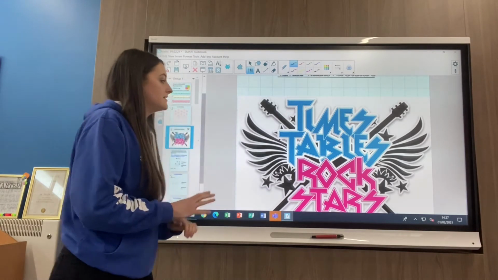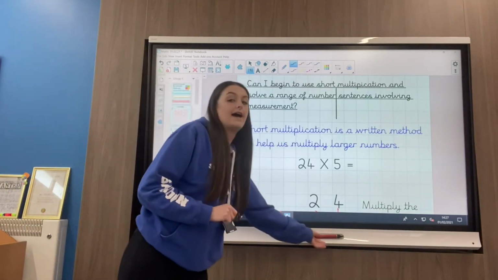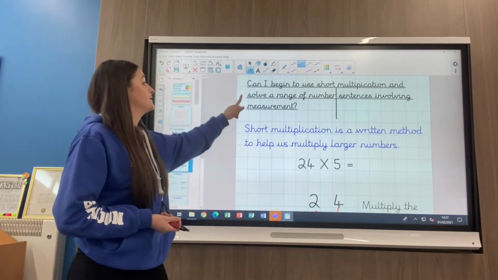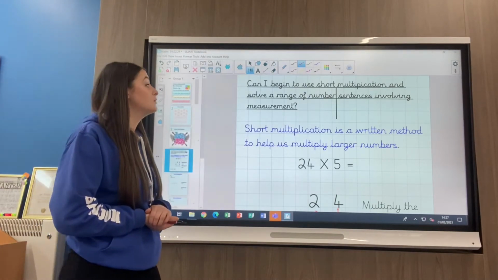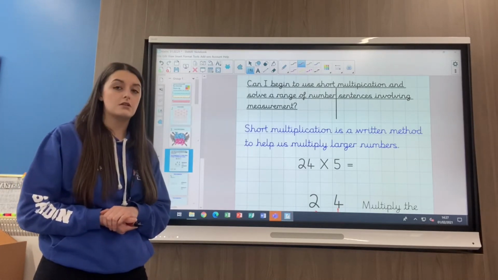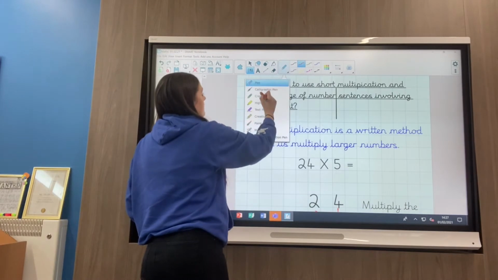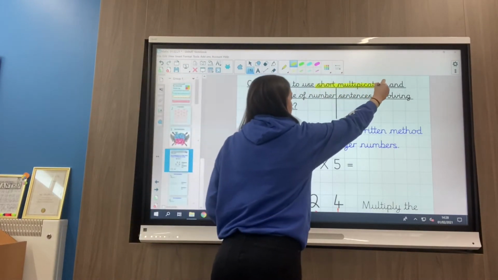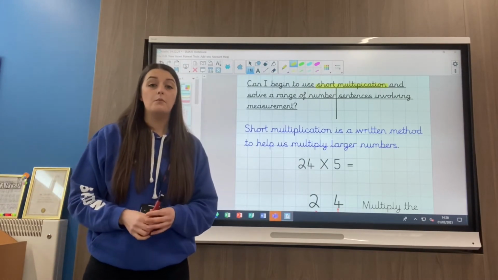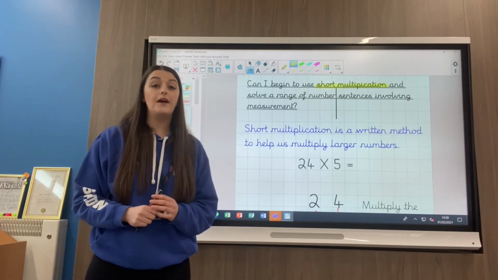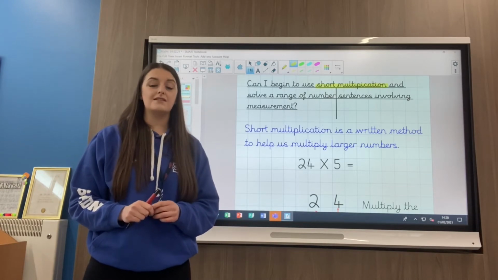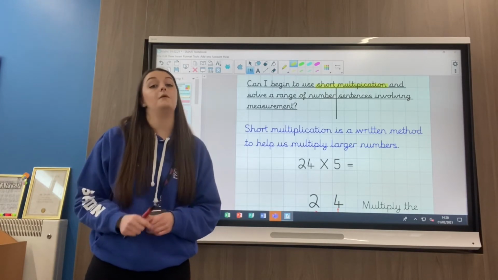Now, today's learning, we're going to be learning a new concept and then completing the rest of section A. So our learning question for today is, can I begin to use short multiplication and solve a range of number sentences involving measurement? So first of all, we're going to focus on short multiplication. Now, lots of you at home may already know what this is. You may have done it last year, but we haven't done it yet in Year 3, and it will be new learning for a lot of us. So even if you know what short multiplication is, hopefully this can just give you a bit of a reminder and help you with today's learning.